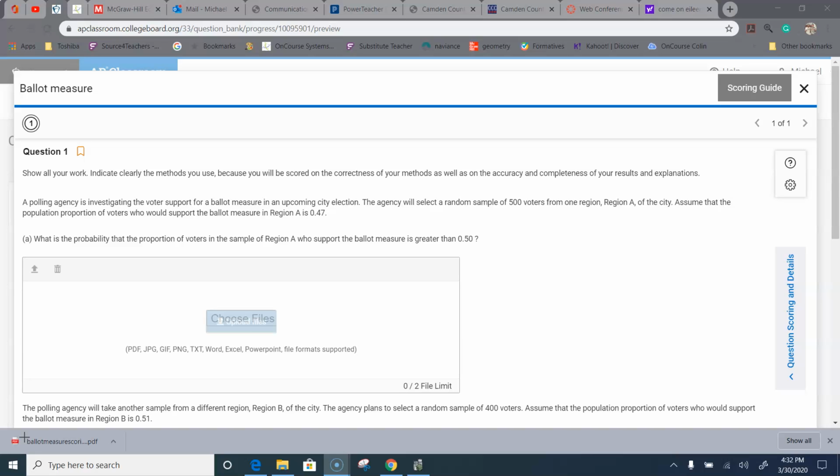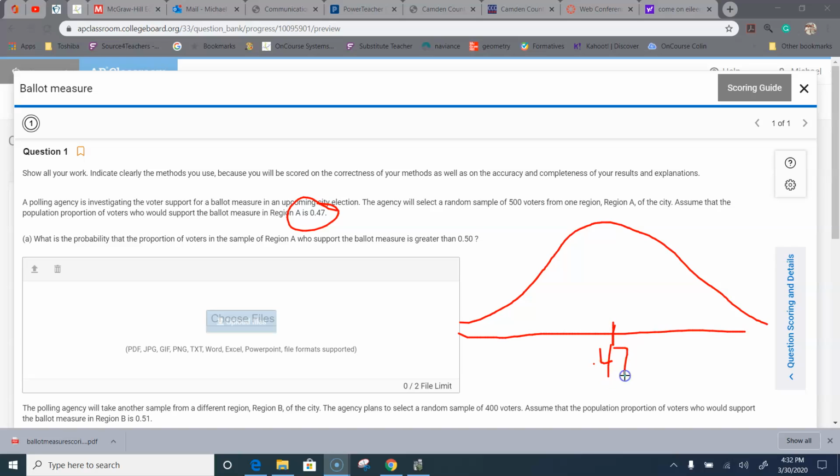So the first part asks, what's the probability that the proportion of voters in a sample of region A who support the ballot measure is greater than 0.5? So hopefully you recognize this when it says what's the probability. Hopefully you recognize this as a normal CDF deal. Otherwise it would be pretty hard to come up with any kind of way to calculate this probability. So they tell us that it should be centered at 0.47 on average. That's where all the p-hats are.